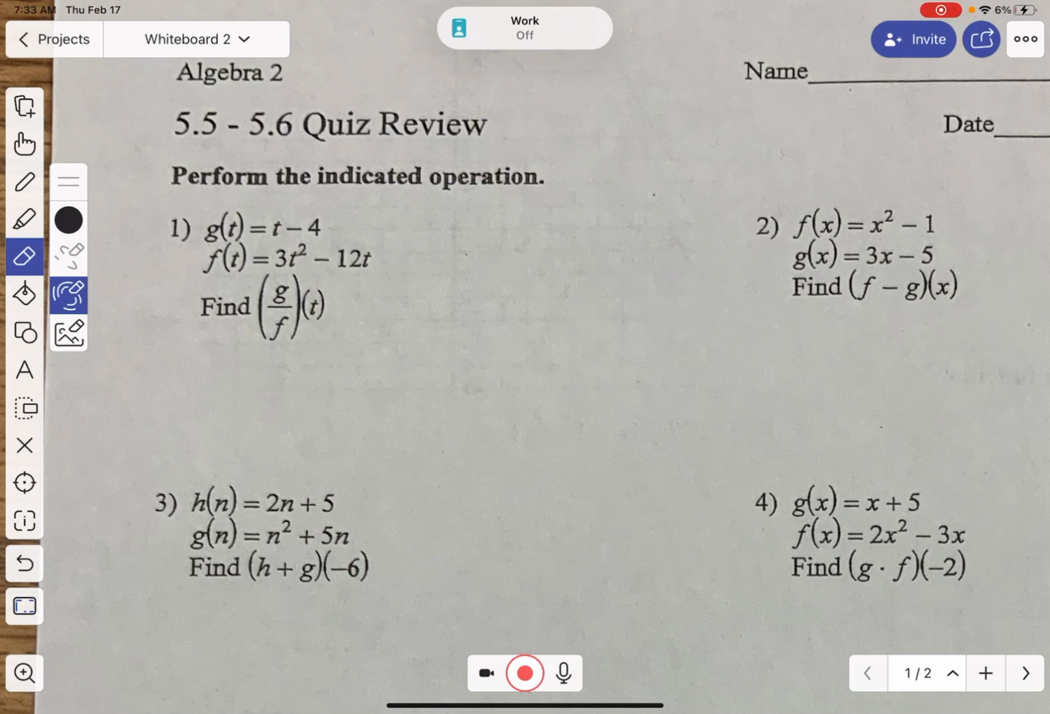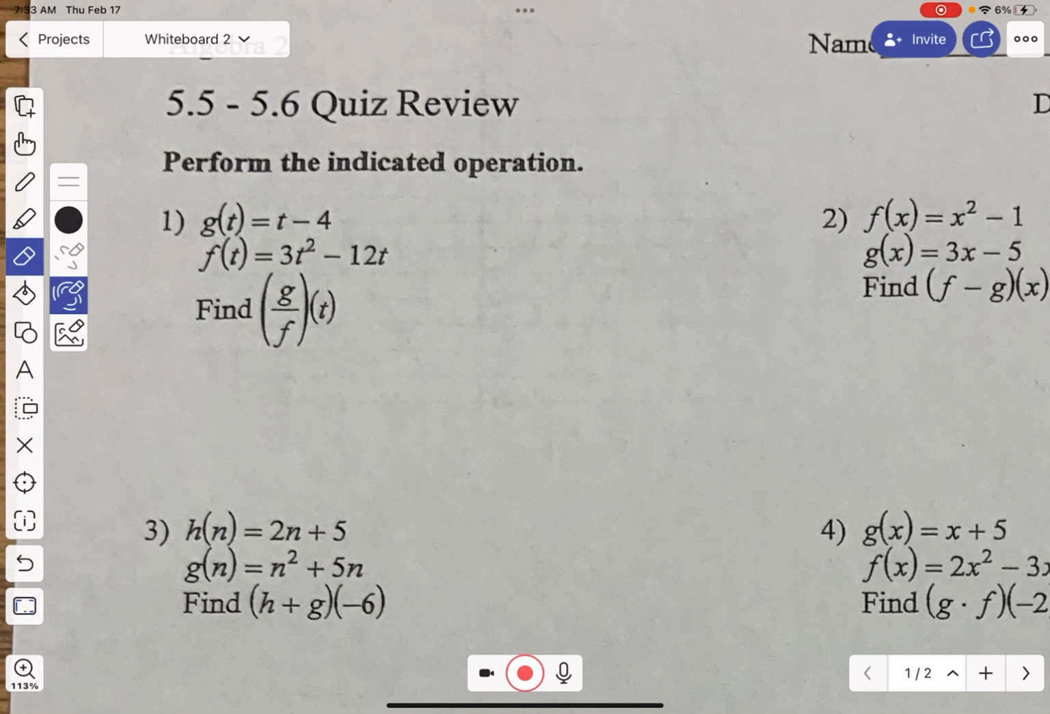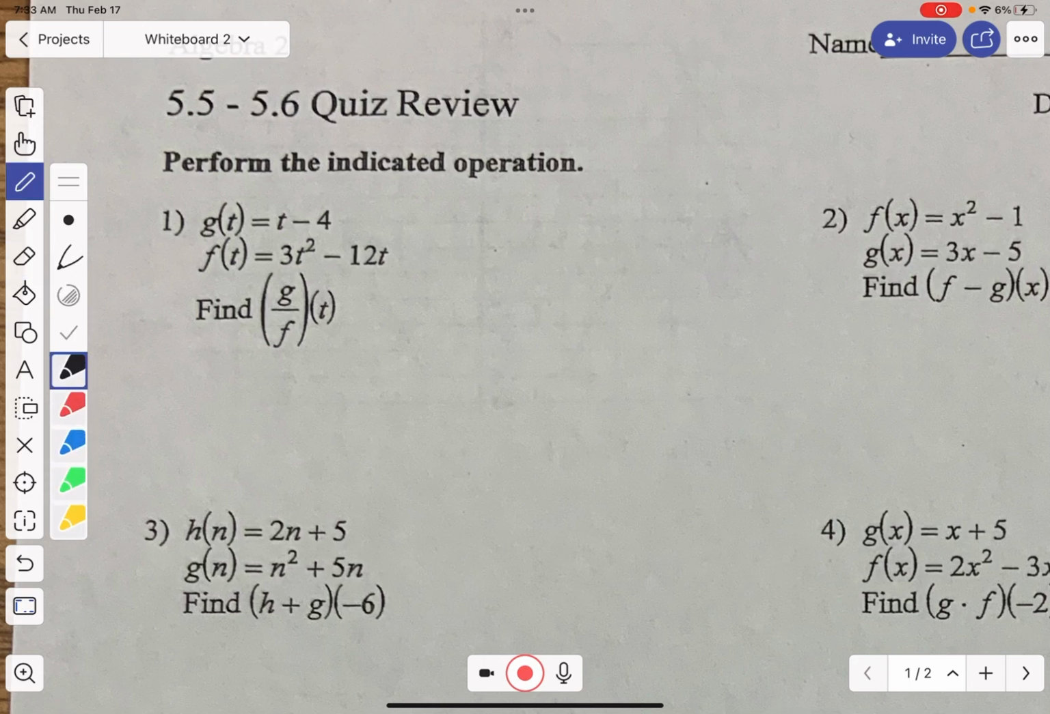Okay, so we are going to do the quiz review. 5.5, 5.6 quiz. I'm just going to go over the problems, see how we do. So the first question, find g divided by f of t.